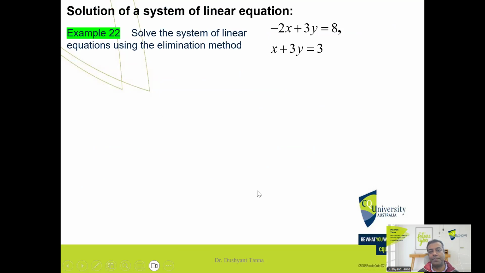Let's look at the example. Now here, in this question it says specifically elimination. It's not necessary that you follow it, but here it says so, so we have to.